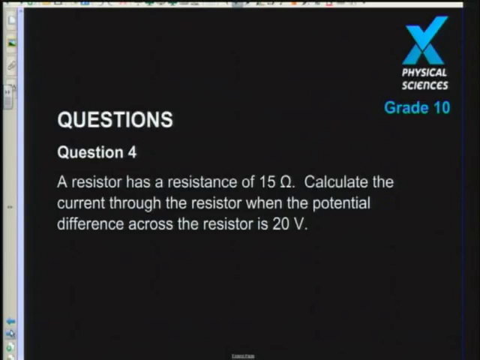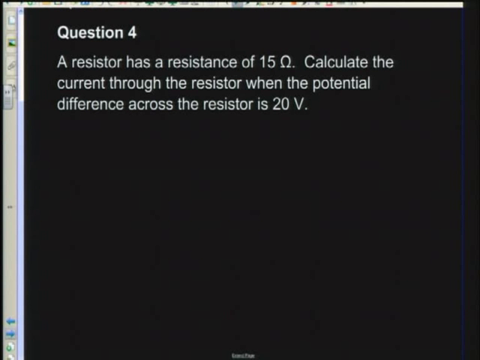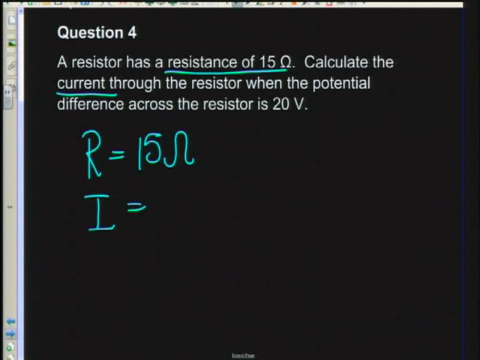So, what do we have here? A resistor has a resistance of 15 ohms. So R equals 15 ohms. Calculate the current, so that's I, my unknown, through the resistor when the potential difference across the resistor is 20.